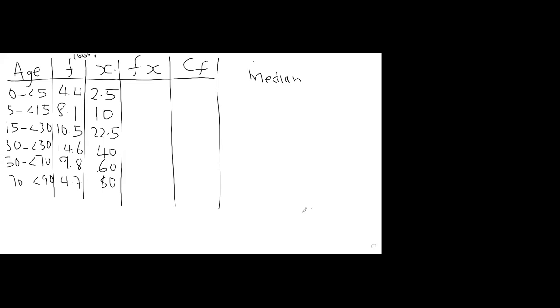Now, can we multiply F by this? Because you want mean, you multiply 4.4 times 2.5. You'll have 11. You'll have 81. You'll have 10.5.